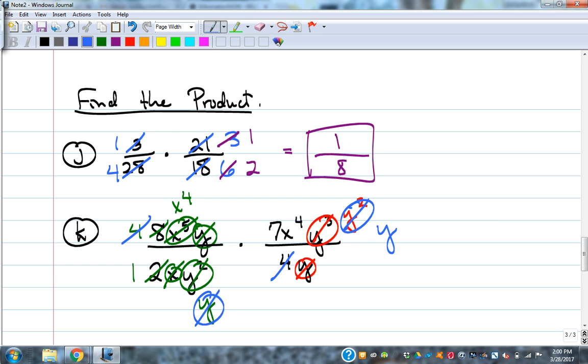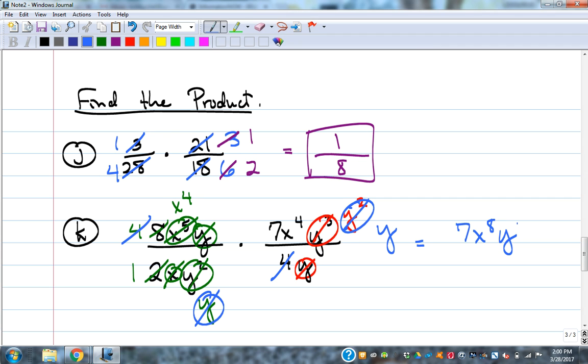And that looks like everything that's canceled. But I've got an x to the 4th left here, a 7, and another x to the 4th. What happens when I multiply straight across there? I add exponents. Good job, guys. X to the 4th and x to the 4th makes x to the 8th. There's a 7 on the front and 1 y left. What's left on the bottom?